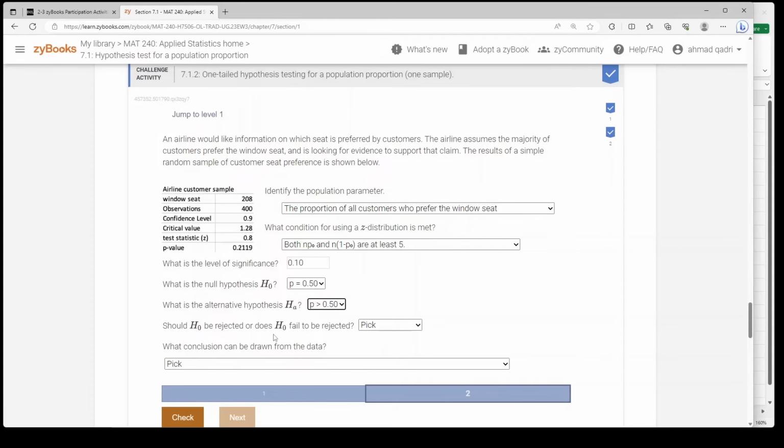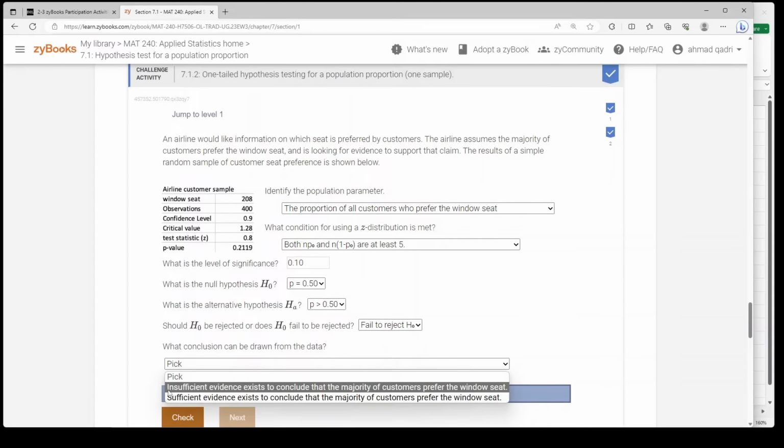Now, should the null hypothesis be rejected or not? We notice that the p-value is 0.21. It's pretty high and is greater than the level of significance, 10%. So we will not reject the null hypothesis. And the conclusion is that insufficient evidence exists to conclude that the majority of customers prefer the window seat. And so these are the correct answers.